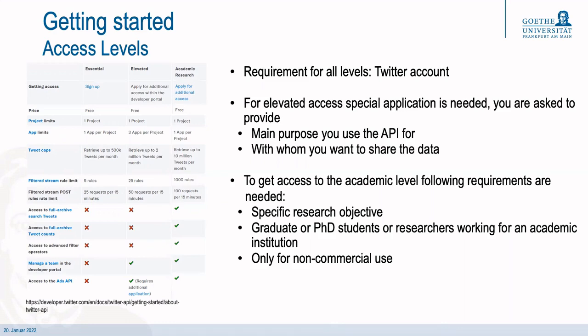For the elevated access level, a special application is needed. So you are asked to provide, for example, the main purpose you want to use the API for and with whom you want to share the data. And while answering these questions, we want to highlight that you want to get access to the API, of course. You can also apply for the academic research access level. Here, the requirements are that you need a specific research objective. You need to be a graduate or a PhD student or a researcher working for an academic institution, and you can use the Twitter data only for non-commercial use.